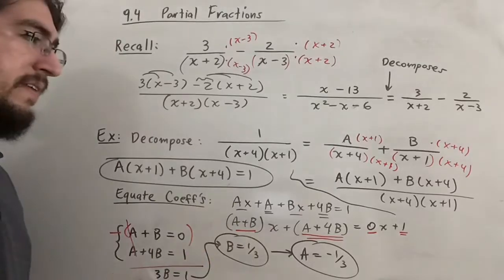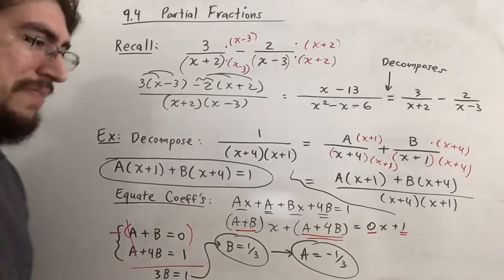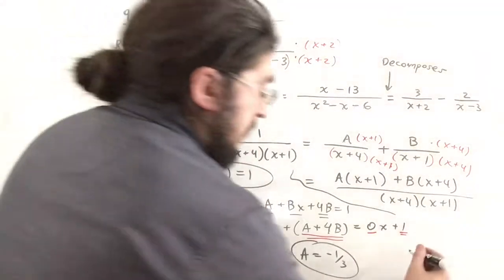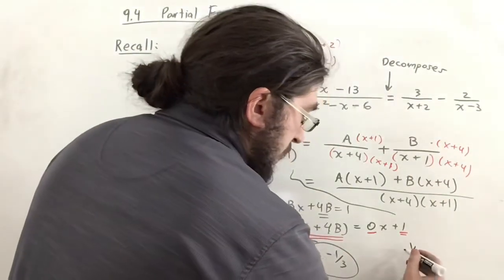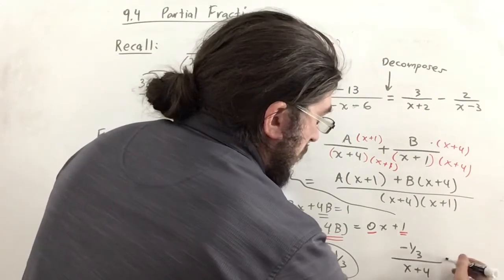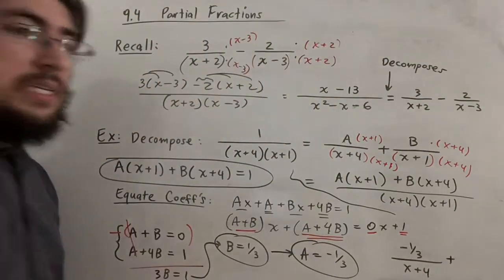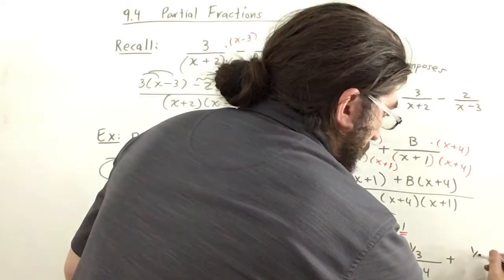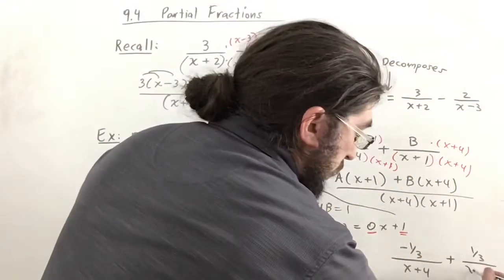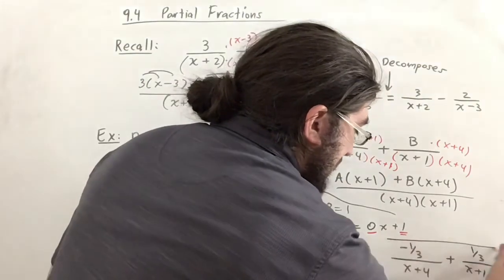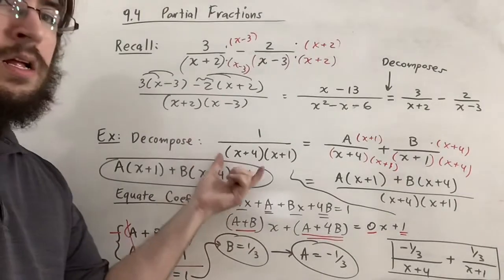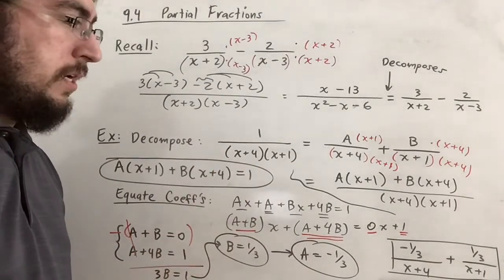And that's it. We're kind of done. What do I mean by kind of done? I mean that we have decomposed this now as the following. Negative 1/3 for a over x plus 4, plus for b, positive 1/3 over, what was b over? B was over x plus 1, so that'll be over x plus 1. And this is our partial fraction decomposition of the original rational expression here.